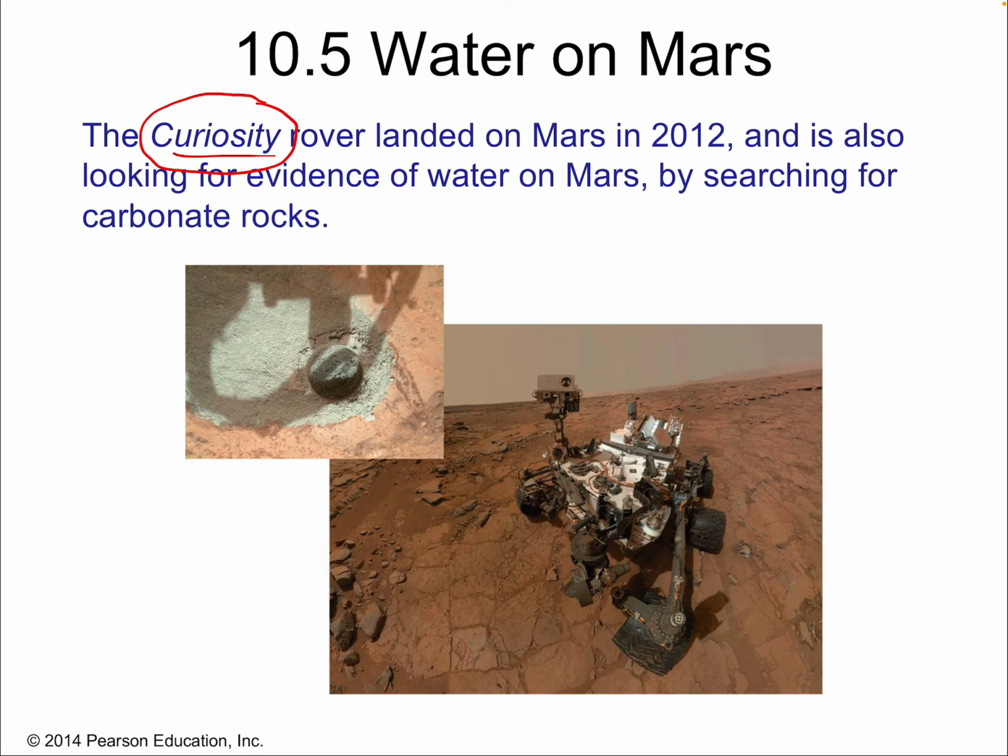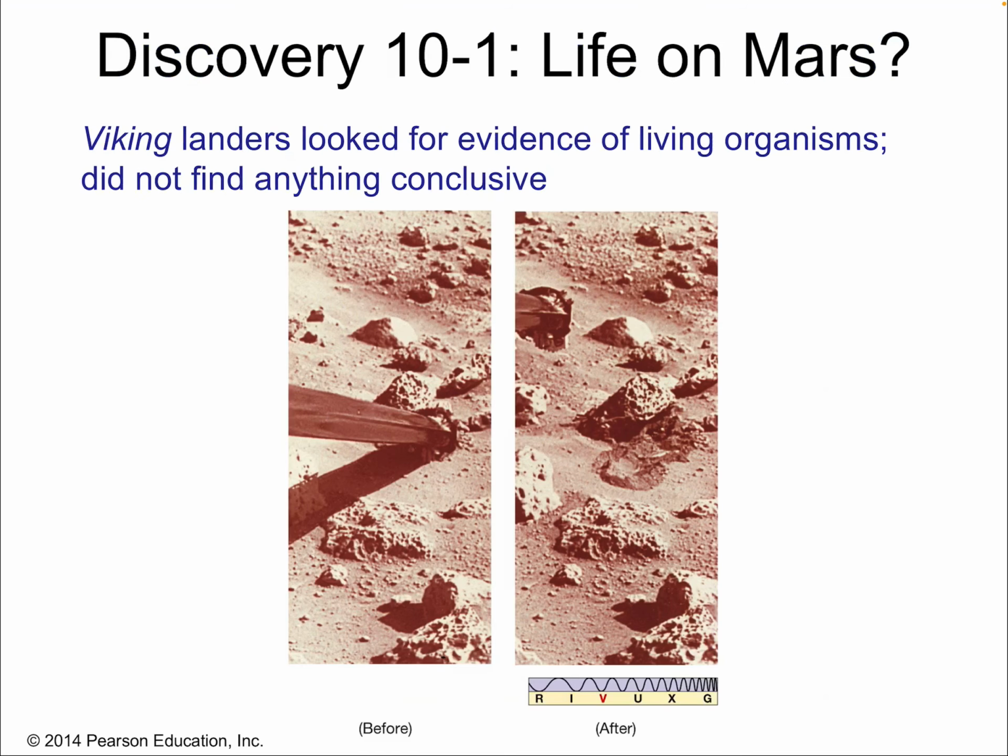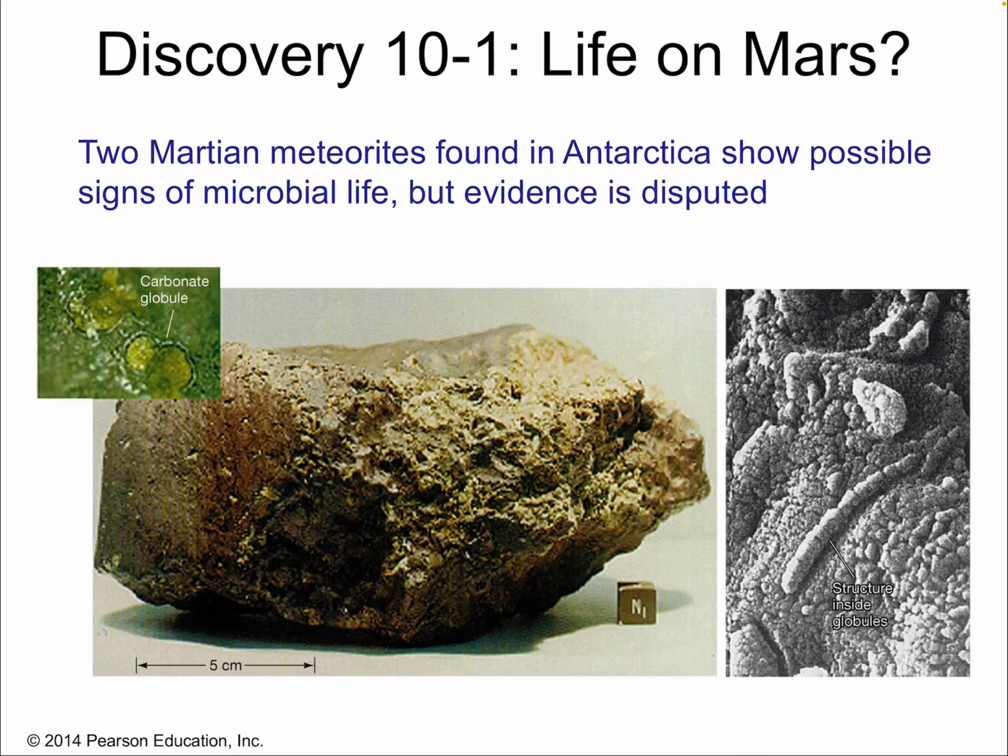Okay. But what Curiosity has been doing over the last 9 years has been looking for evidence of water on Mars by searching for carbonate rocks. Okay, so it's been a very rock-focused mission, going around taking photos and analyzing rocks. Now it's not like they have a full lab inside the rover, but they can still do measurements by reflecting light off the rocks and so on. The Viking Landers looked for evidence of living organisms, but did not find anything conclusive. Furthermore, 2 Martian meteorites found in Antarctica show possible signs of microbial life, but the evidence is disputed.